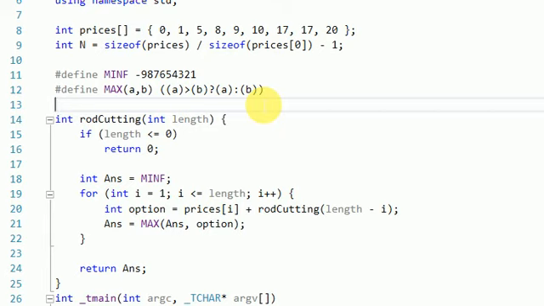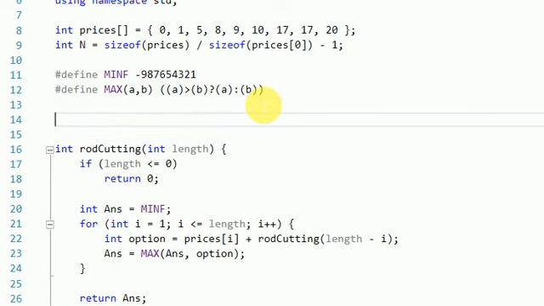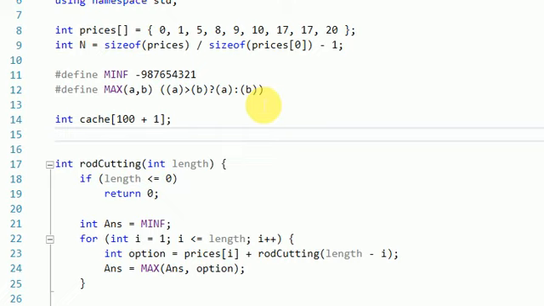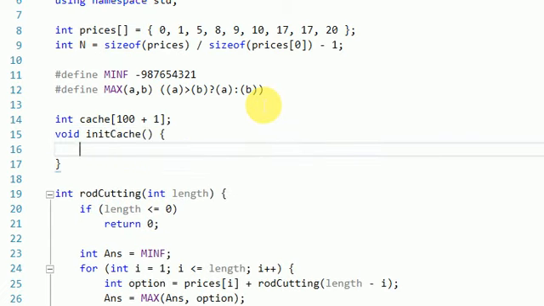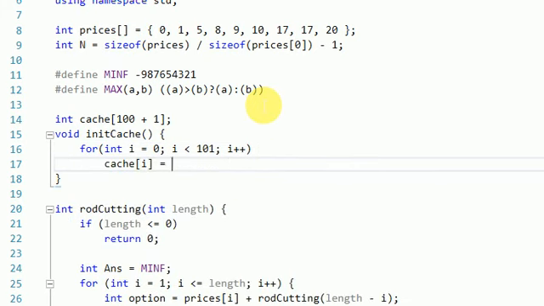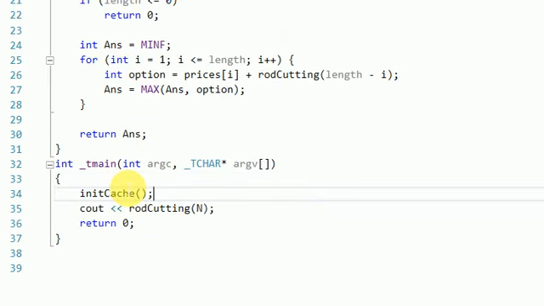For example, in the input I will mention that the length of the rod won't be greater than 100. So the cache length will be 100 plus 1, the maximum cache that you are going to have. Now you have to init the cache: for int i equal to 0, i less than 101, i plus plus, and you initialize the cache to -1. You have to call this init cache before calling the rod cutting problem.